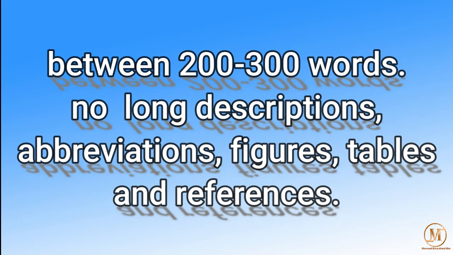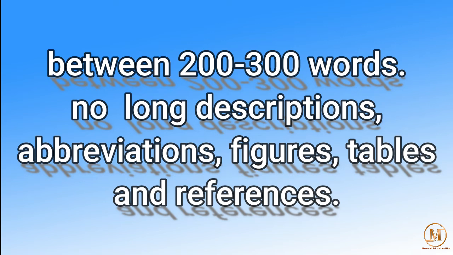So we have to brief it, reduce it to 170 words, but it should not be so lengthy. The next part, your abstract should not provide long descriptions. It should be brief. It should be summarized. It should not contain abbreviations. You are not allowed to use abbreviations in the abstract.